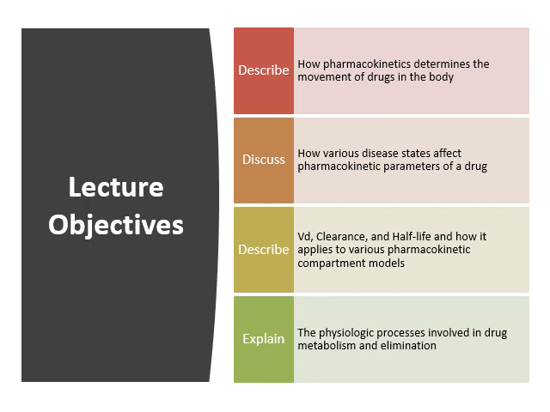So the objectives for this lecture: you should be able to describe how pharmacokinetics determines the movement of drugs in the body. You should be able to discuss how various disease states affect pharmacokinetic parameters of a drug. You should be able to describe volume of distribution, clearance, and half-life, and how they apply to various pharmacokinetic compartment models. And finally, you should be able to explain the physiologic processes involved in drug metabolism and elimination, and how metabolism and elimination are altered with coexisting disease.